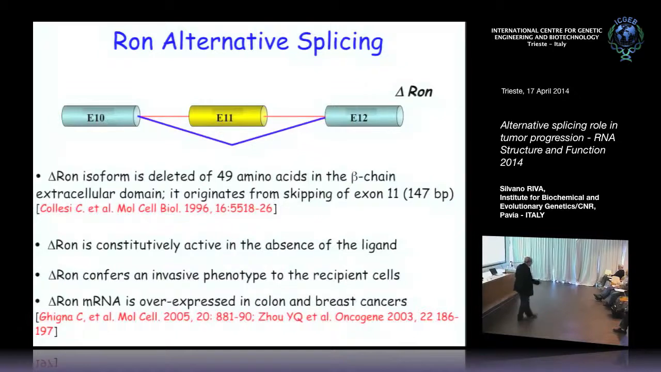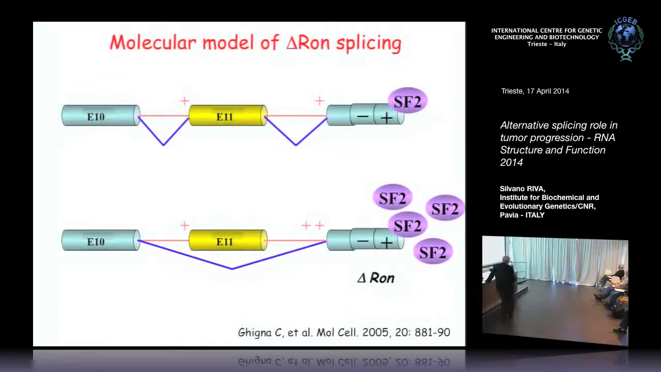So we did a lot of work, we published several papers, and in the end we discovered that in exon 12, the downstream exon, there is an enhancer of splicing.